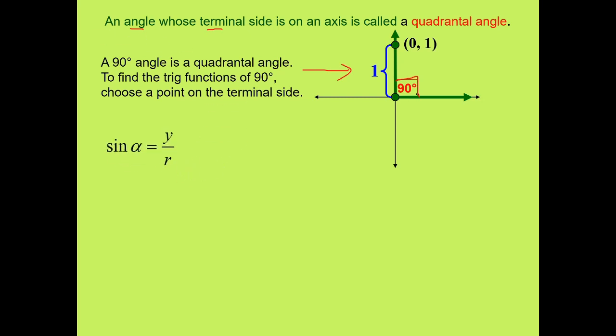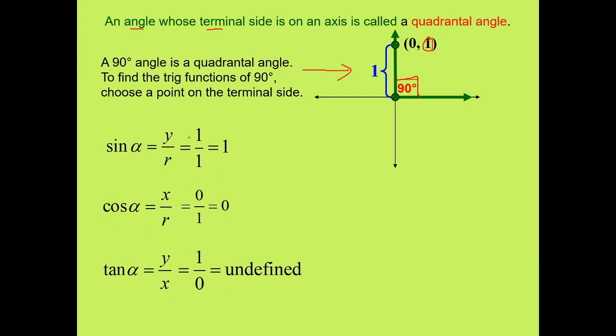So therefore, your sine alpha would just be equal to y over r, or 1 over 1. That's 1. Then cosine is x over r, 0 over 1, that's 0. This should be undefined, because any number divided by 0 is undefined.